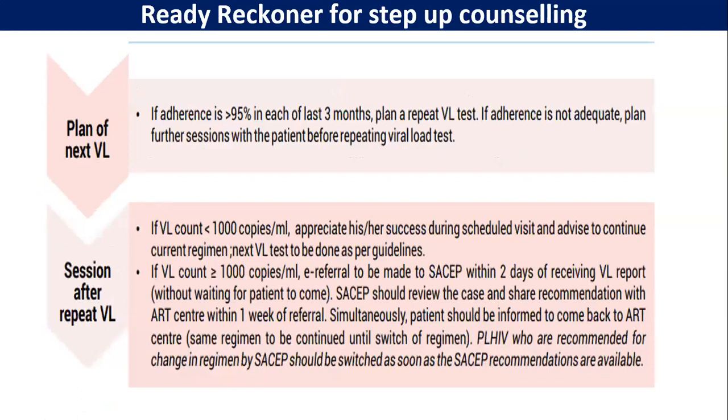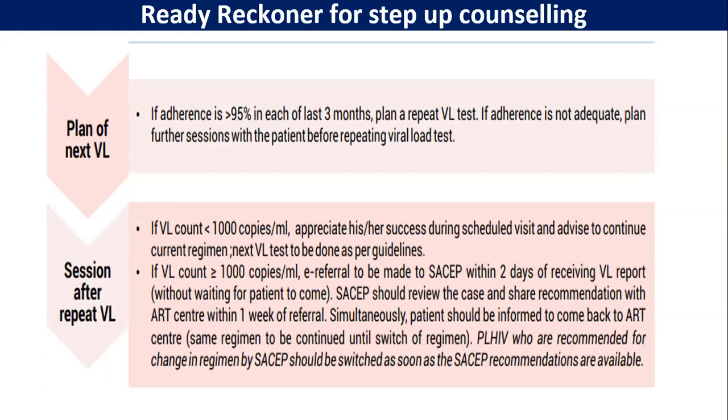So, plan of next VL: if adherence is more than 95% in the last 3 months, we repeat the viral load test. If adherence is not adequate, we plan further sessions of ESC with the patient before repeating the viral load test. Now, based on the viral load result, if it is less than 1000 copies, we appreciate the patient during the scheduled visit and advise to continue the same ART regimen till the next VL test.